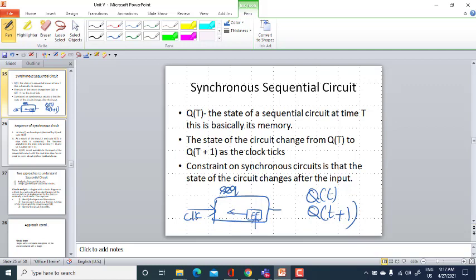So the constraint on the synchronous circuit is that the state of the circuit changes after the input. Along with the input and the Q of T, you have your output, or you have a state transition. Along with the input only, you have a corresponding state transition and the output. At Q of T, you will have an output for the circuit, and at Q of T plus 1 also, you have an output for the circuit. With these state transitions, there is an output change only when there is a clock transition, and that happens only when there is an input change.